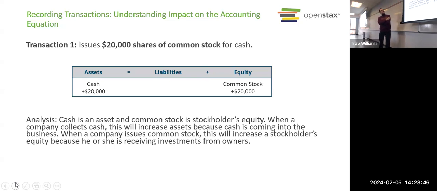Okay, so here's a transaction that has occurred. The company issued $20,000 worth of common stock in exchange for cash that they got from an investor. So for the company, they got $20,000 of cash. That's an asset going up. And they issued stock, which is an equity account. So equity has gone up. Okay.